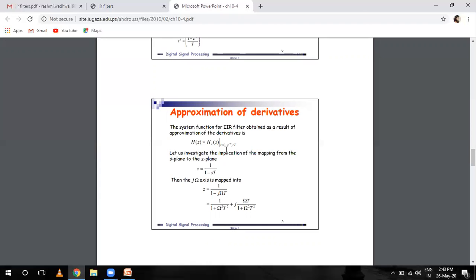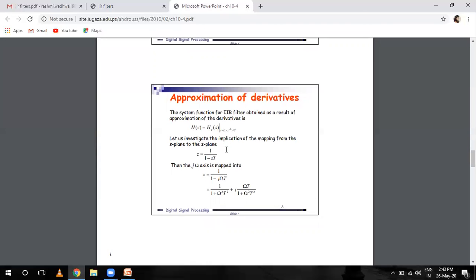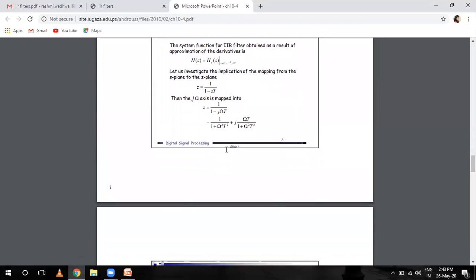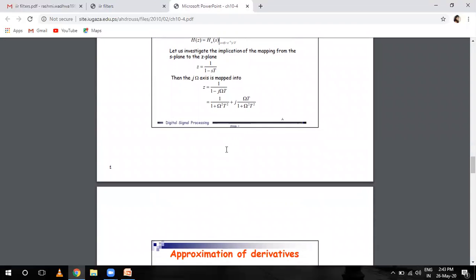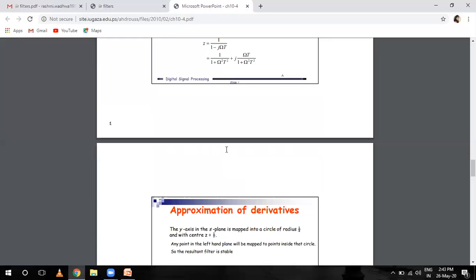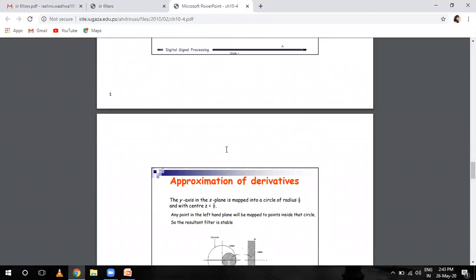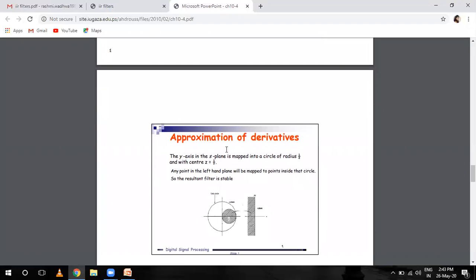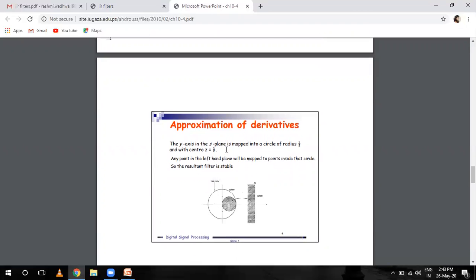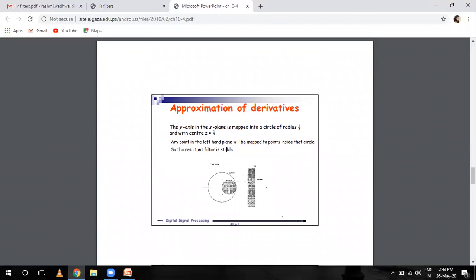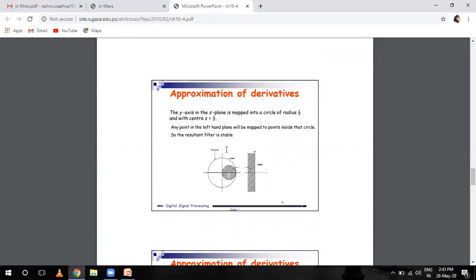And when you rationalize this one, so 1 minus omega square T square, 1 plus j omega T... आपने जब rationalize किया तो separate real part and imaginary part. The y-axis in the S-plane is mapped into the circle of radius half and the center z equals 1 by 2. Any point in the left half plane will be mapped to a point inside that circle, so the resultant filter is stable.